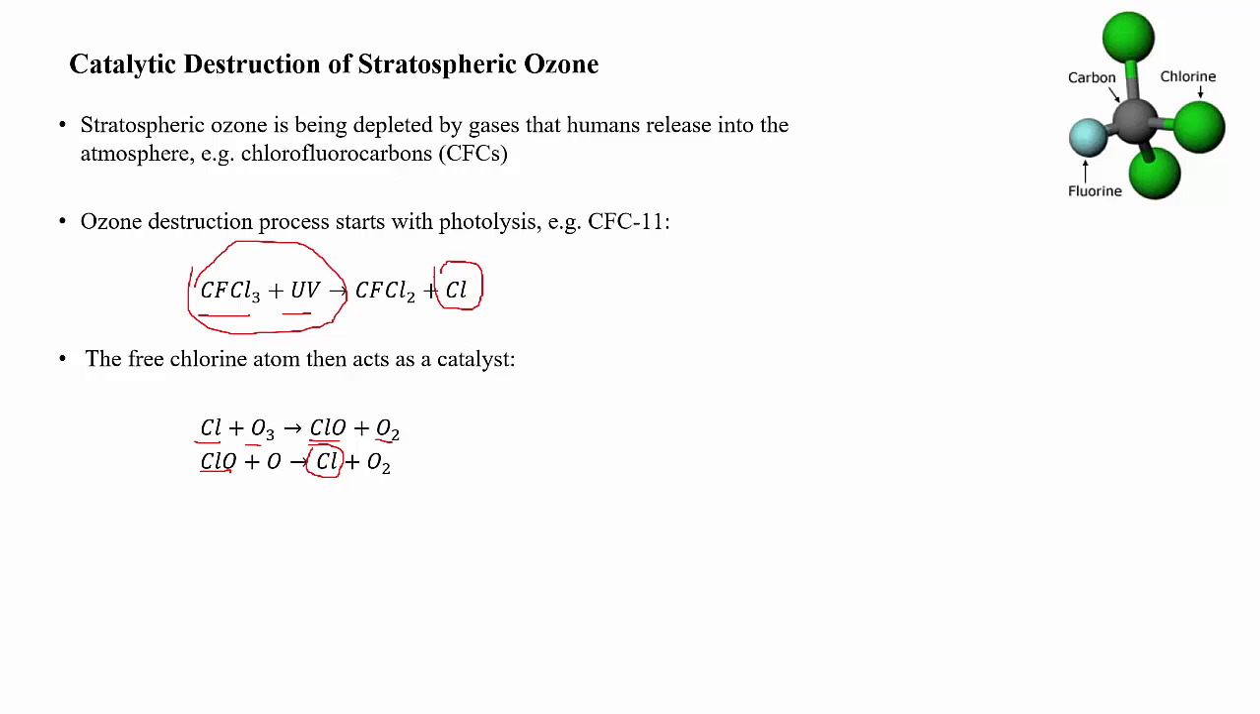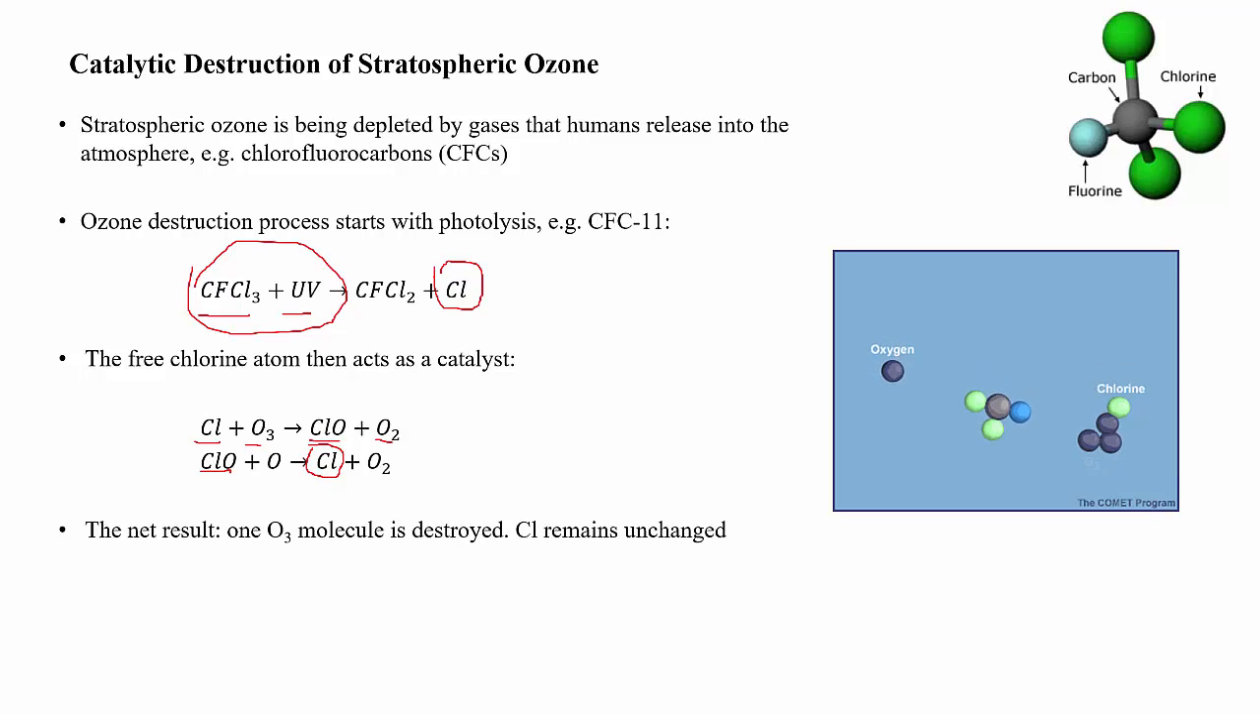Again, don't get too hung up on memorizing the details. The main points to remember here are the net result. One ozone molecule is destroyed, and through another reaction, the chlorine atom remains unchanged. It gets returned to its unbonded state. So the chlorine atom is free to repeat the cycle over and over again.